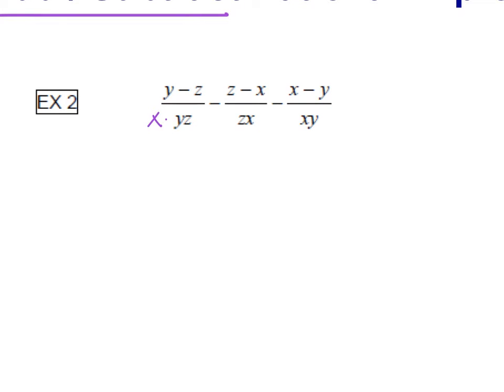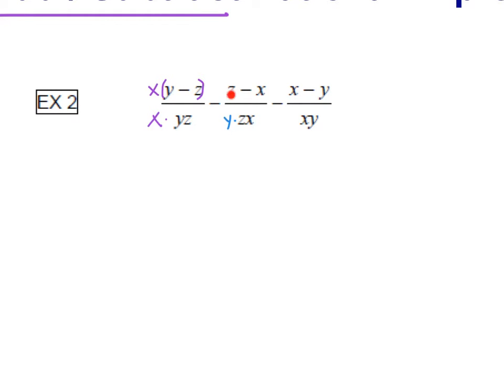Now if I multiply the bottom by x, I also have to multiply the top by x. Now because the top has two terms, I'm going to put parentheses around it and multiply by the x like that. Alright, so now all three fractions have an x. Now I'm going to move on to the y's. This first one has a y, the last one has a y, but the middle one does not have a y. So I'm going to go ahead and multiply this fraction by y.